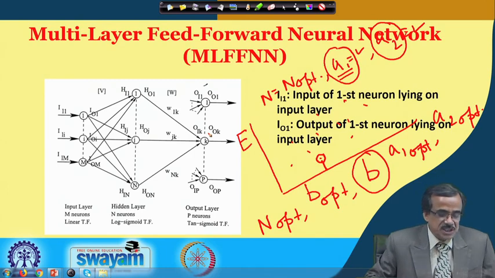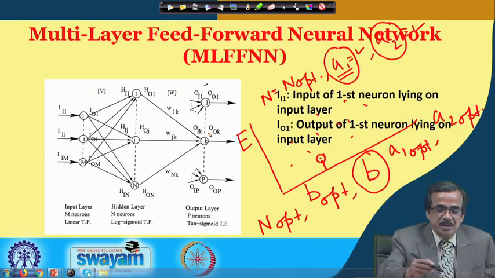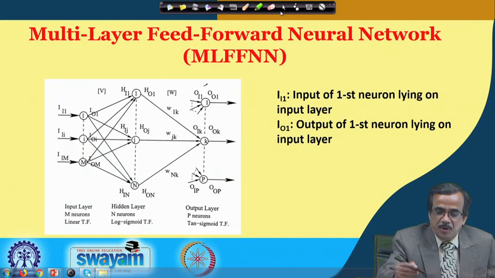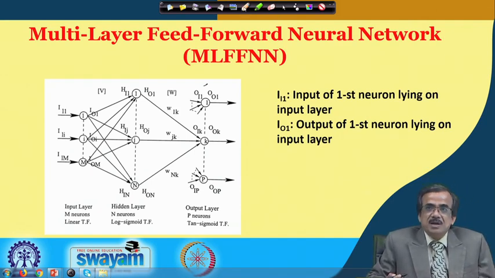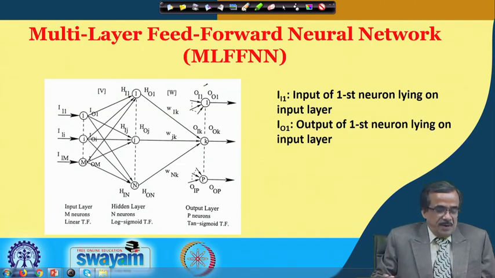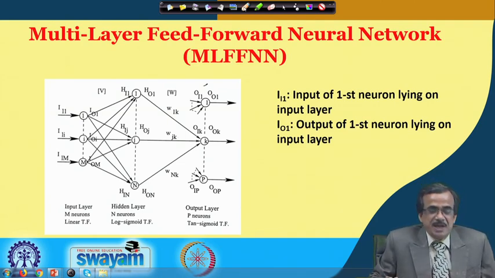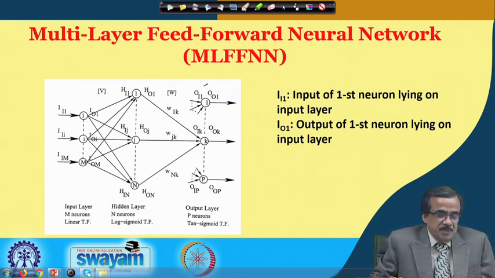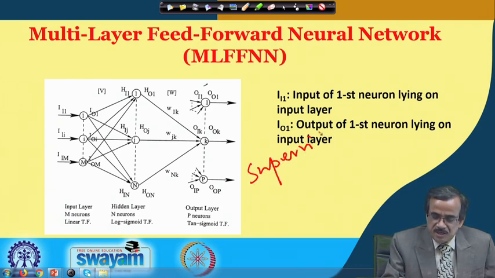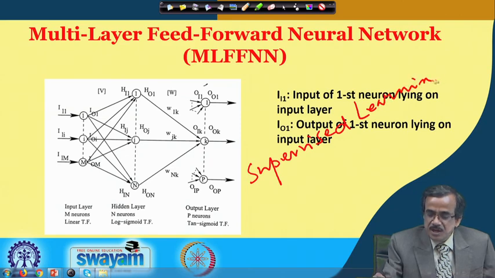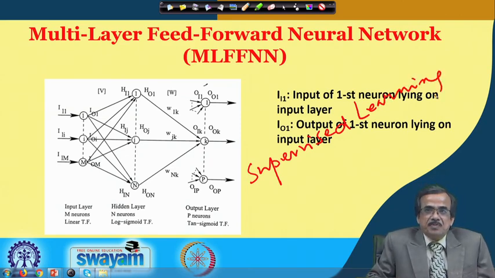So, this is the way we can approximately determine what should be the topology and the other parameters for this particular network. Now, as I discussed in my last lecture, this network has to be trained, and if I go for supervised learning, it can be implemented either in the incremental mode of training or in the batch mode of training.